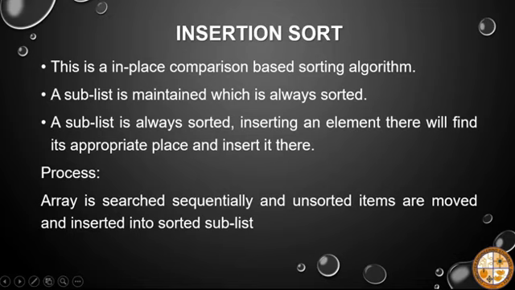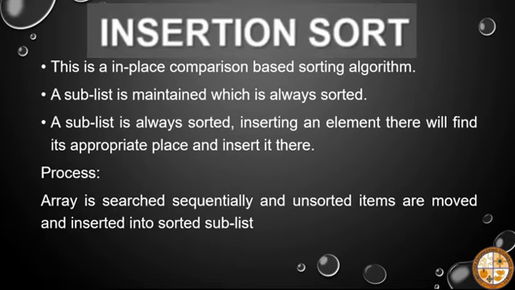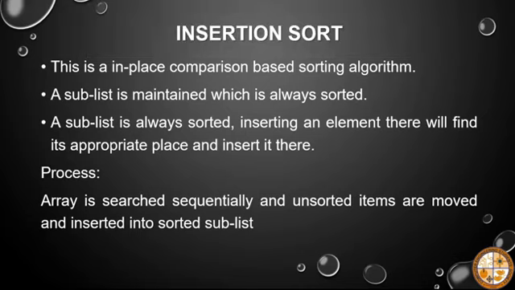This second example of a sorting algorithm is insertion sort. This is an in-place comparison-based sorting algorithm. A sublist is maintained which is always sorted. Inserting an element, it will find its appropriate place and insert it there. Process: the array is searched sequentially and unsorted items are moved and inserted into the sorted sublist. Now, let's proceed to the example of insertion sort.